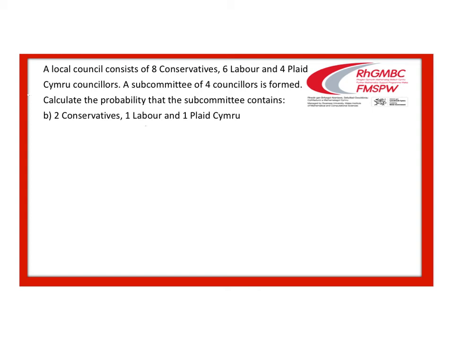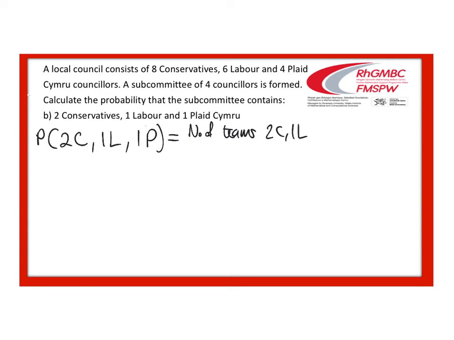So in this problem, we want to calculate the probability that the subcommittee is made up of 2 Conservatives, 1 Labour and 1 Plaid Cymru. Okay, so what we're going to do is we're going to say probability, and I'm just going to initialise them. We're going to have 2 Conservatives, 1 Labour, 1 Plaid Cymru. So it's going to be the number of teams which are 2 Conservative, 1 Labour, 1 Plaid Cymru, over the total number of teams. Now, we've already calculated the total number of teams. That was calculated by taking the 18 councillors and choosing 4.